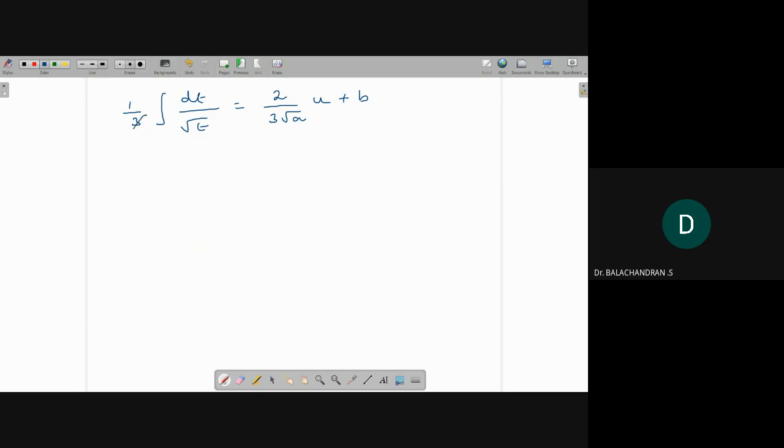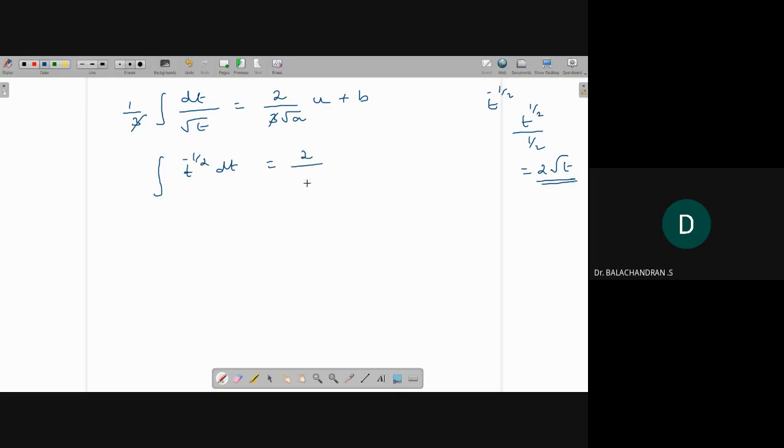What is the integration of dt by root t? We can cancel 3 and 3. We get 2 root t. If you integrate, this is t power minus half. If you integrate t power minus half, you need to add 1, so t power 1 by 2 divided by 1 by 2, which is equal to 2 into root t. Or you can write one more step: integration of t power minus half into dt equals what?